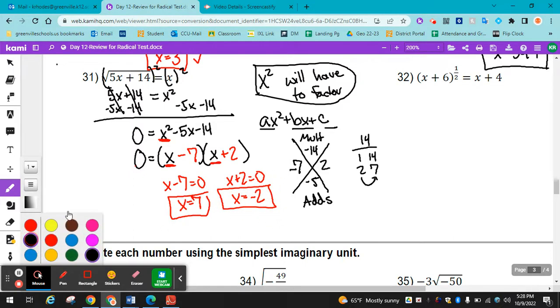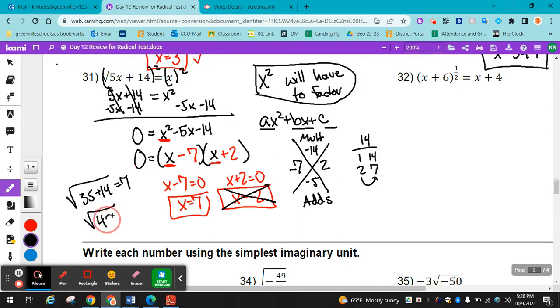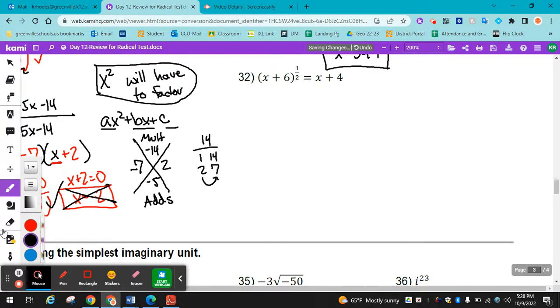Check both answers. If I go back and plug in negative 2, the square root can never equal a negative, so negative 2 doesn't work. It can equal 7, so let's check 7. 5 times 7 is 35. 35 plus 14 is 49. Well, the square root of 49 is 7, so 7 does equal 7, so 7 works. Always check your answers. Usually with factoring, one of them doesn't work. Sometimes it all works, but usually it doesn't.